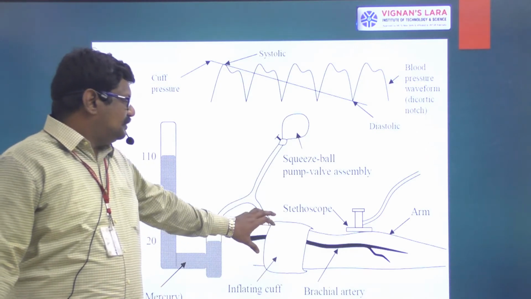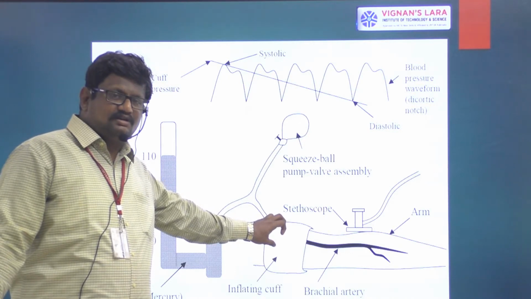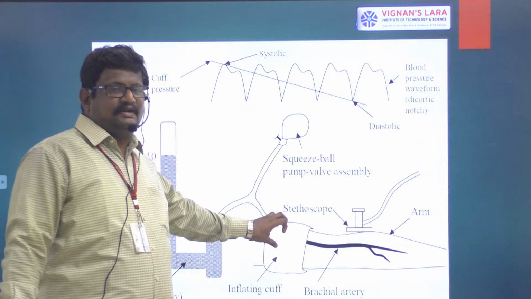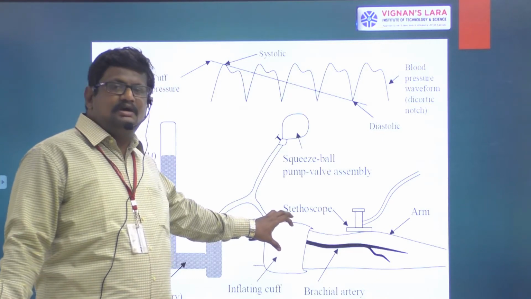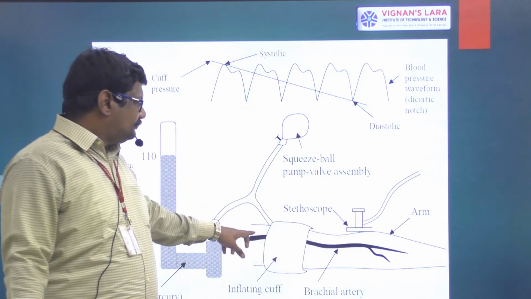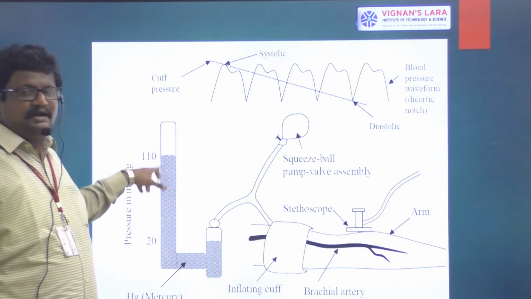Systolic pressure is this: as the cuff is completely inflated and the blood has completely stopped flowing, after that the cuff is deflated. Deflated in the sense the pressure is gradually decreased. The pressure when the blood just starts to flow is said to be the systolic pressure. So that value of pressure is noted here in the manometer.